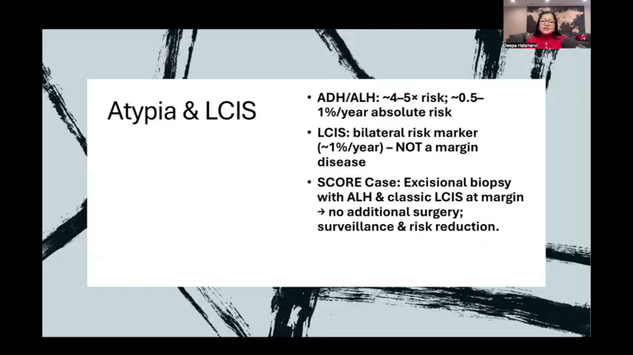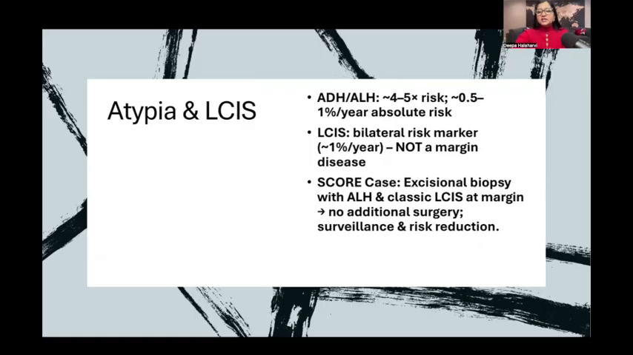It's also a controversial topic, both the ADH, ALH, and LCIS, when you would excise them and when you would not. If the imaging is suspicious, you want to excise them. If it's discordant, you want to excise it. Most of the time, we do excise them because we want to know that there's no cancer. There is no upstaging to cancer when we go to surgery.